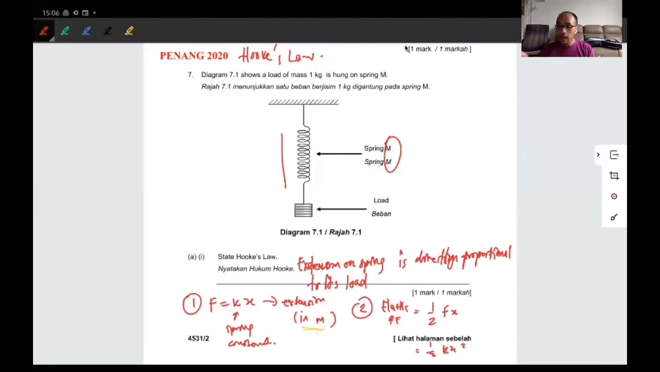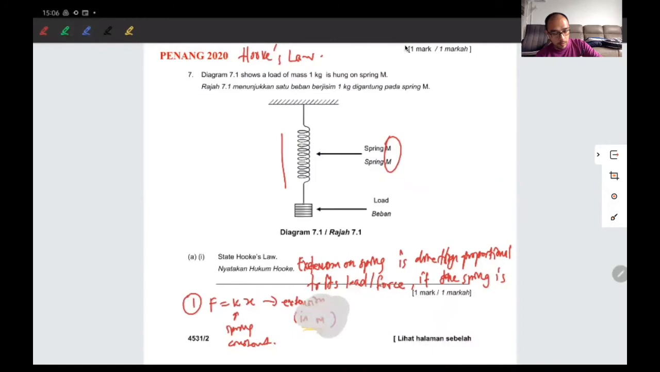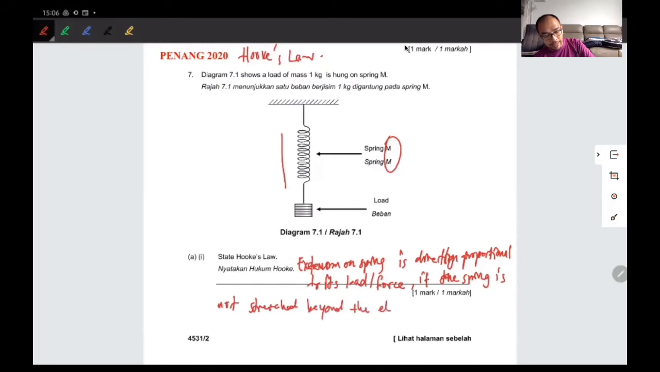To its load or to its force. Okay, but there is a condition. The condition is if the spring, sorry, I have no more space already. Okay. The extension on the spring is directly proportional to its load or to the force if the spring is not stretched beyond the elastic limit.